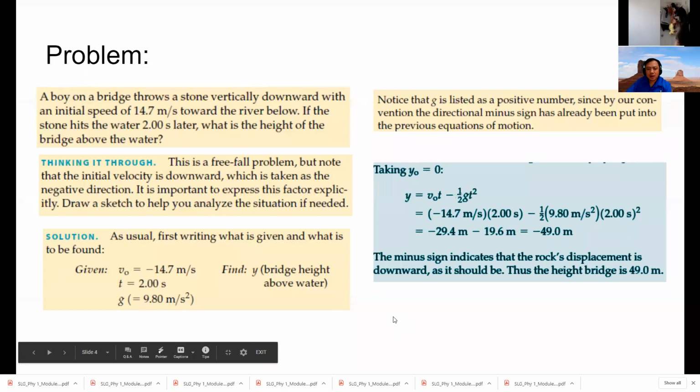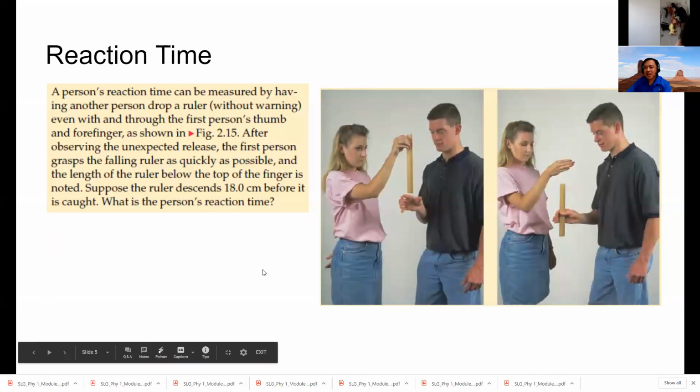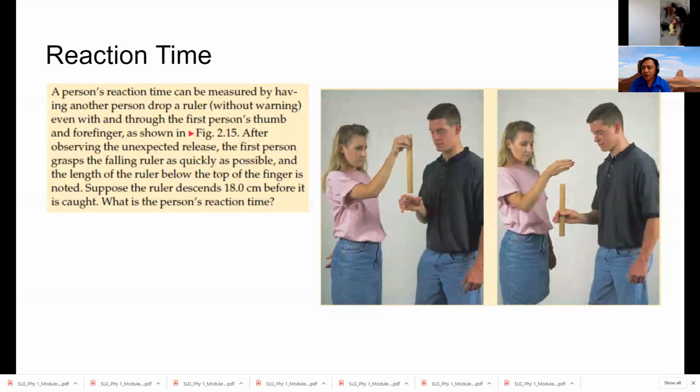Okay? So later magbutang ko mga problem. Okay, this is another application, reaction time. Reaction time is the time nga makareact ka for a given stimulus.